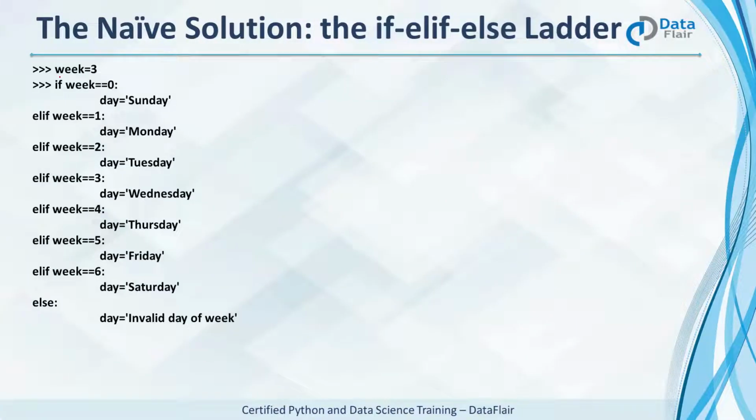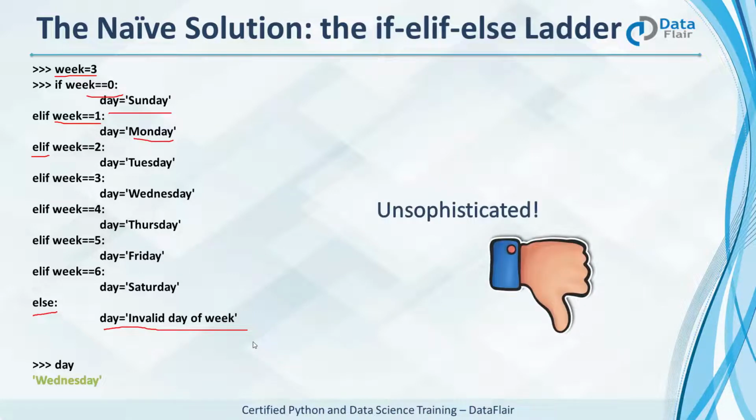Let's build an if-elif-else ladder. Week is 3. Now, if week is 0, day is Sunday. If it is 1, day is Monday, and so on. In Python, there's no such thing as an else if, but we have the elif keyword for this. If none of the conditions is true, the statement under the else is executed and day is invalid day of week. Now when we print day, it gives us Wednesday. But this solution is quite unsophisticated and naive. Let's see what we can do about that.